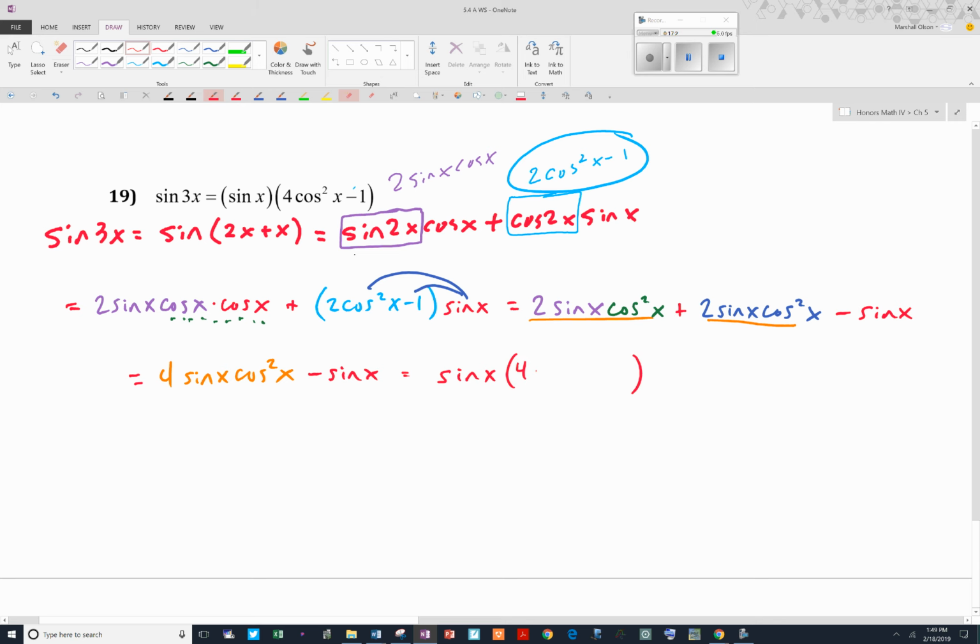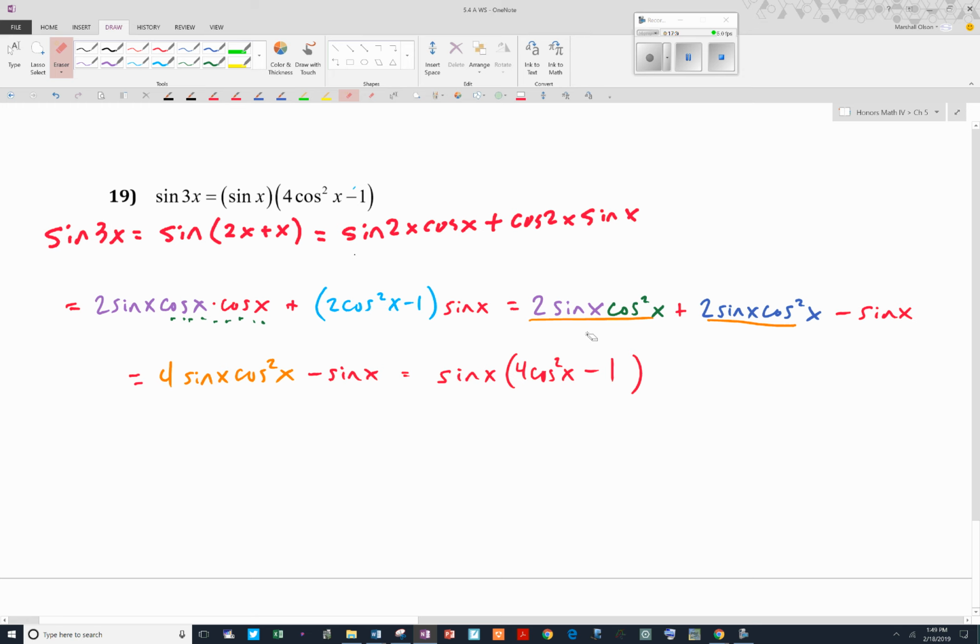which would leave me with 4 cosine squared minus 1, which is our right hand side, and all is right with the world. Like I said, these are really things that you wouldn't write if you were doing this problem on the quiz or in your homework. All this goofy notation that I have, I just do that to help us follow along as we're going here. But there is that proof.